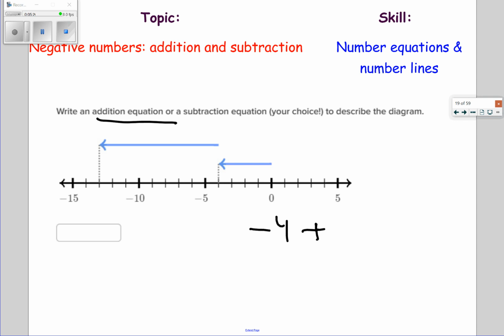Mrs. Miyagi. That's her name. All right, so negative 4, and add to it 1, 2, 3, 4, 5, 6, 7, 8, 9 more negatives. Negative 9. Remember, these are equations.